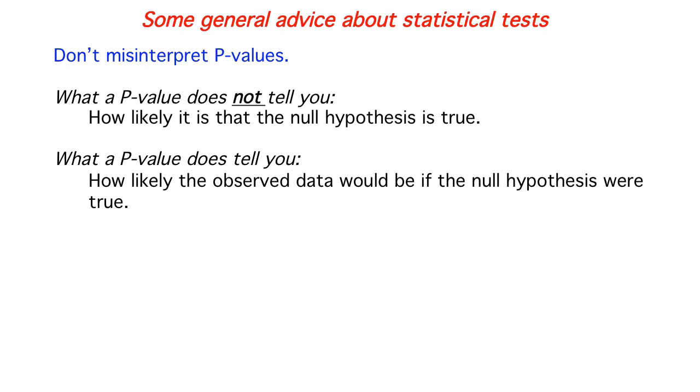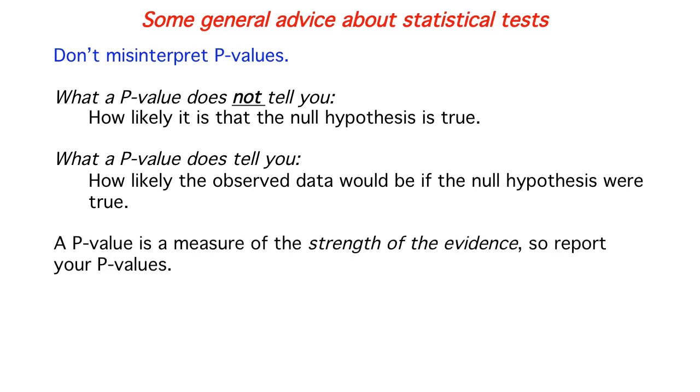Remember from a previous lecture, what a p-value does not tell you is how likely it is that the null hypothesis is true, but that's a very common misinterpretation. As an example, when we were comparing the mean body temperatures to the established value of 37 degrees, the p-value doesn't tell us how likely the mean body temperature is to be 37 degrees. What it does tell us is how likely it would be to get the observed data that we got if it really was 37 degrees, and then we can assess whether our null hypothesis is a reasonable assumption.